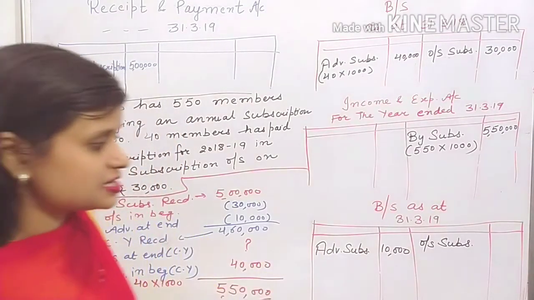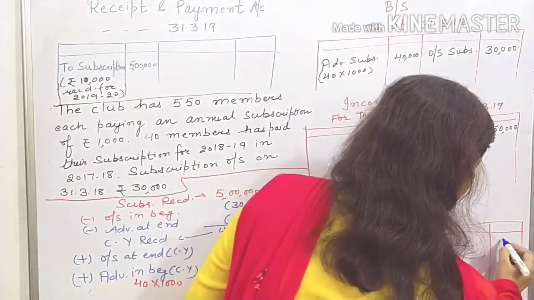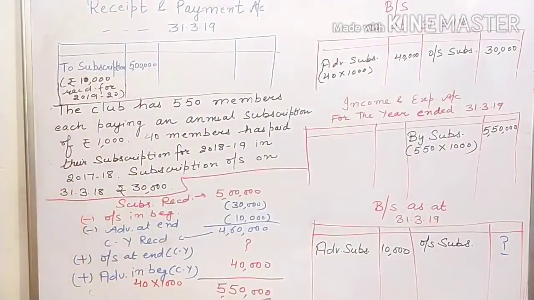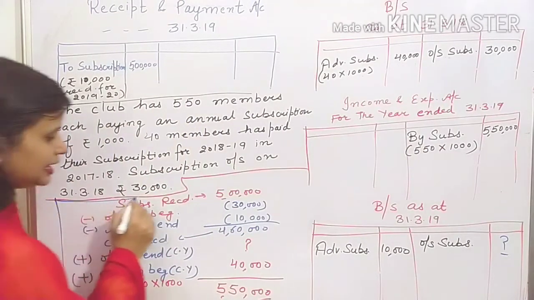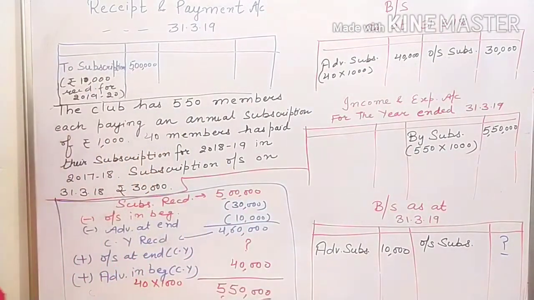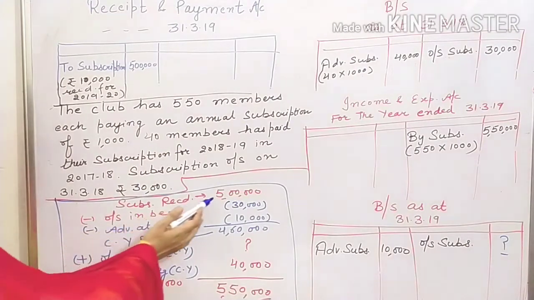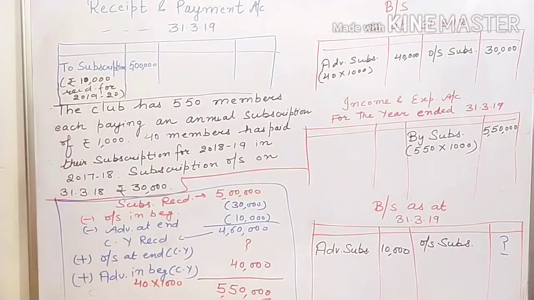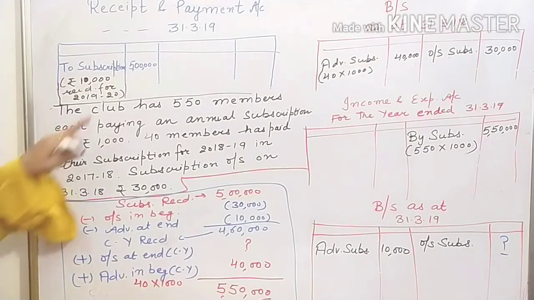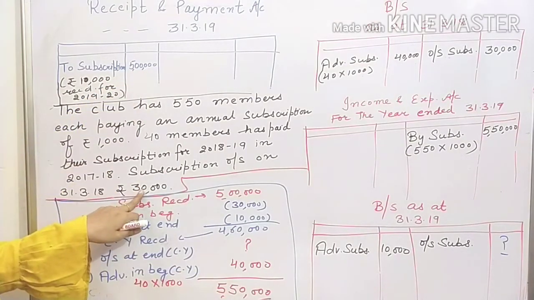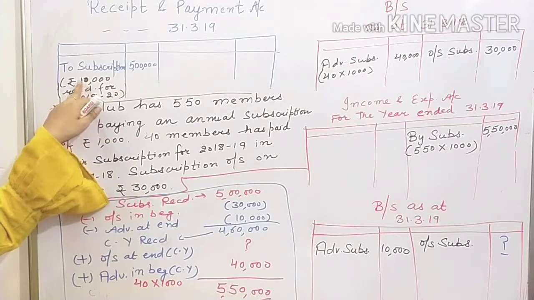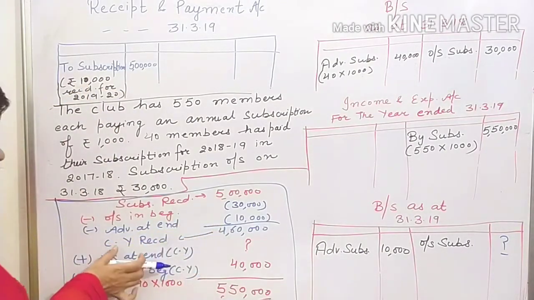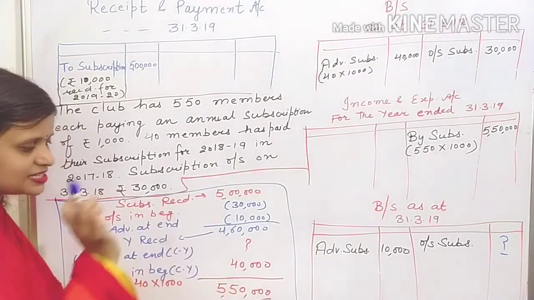Now the question arises: is there any outstanding subscription at the end? That we can calculate from here. Like this, you have received subscription of 5 lakh. Already I told you, whatever belongs to the previous year or next year, deduct that amount. Out of this 5 lakh, 30,000 belongs to the previous year and 10,000 belongs to the next year. So you will deduct both these amounts. So current year received is 4,60,000.